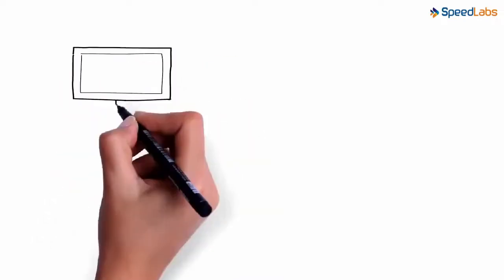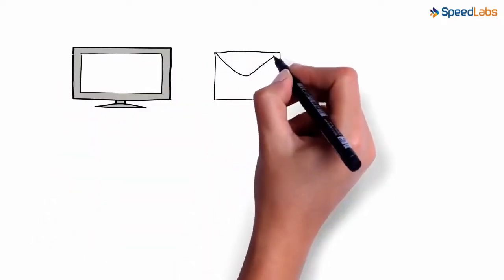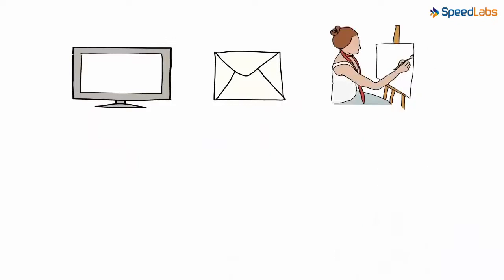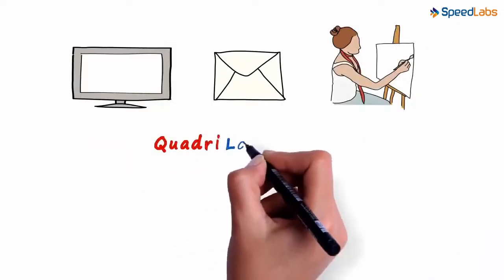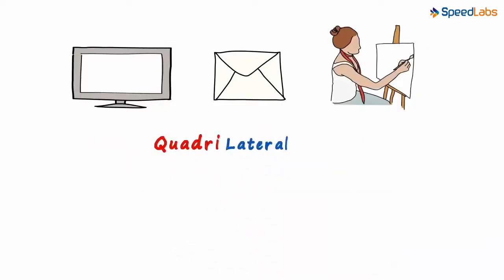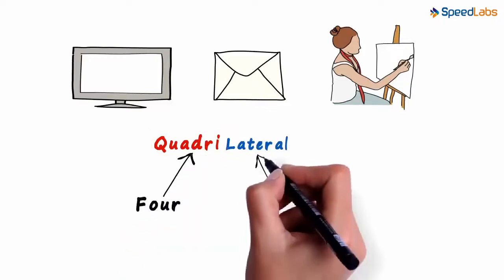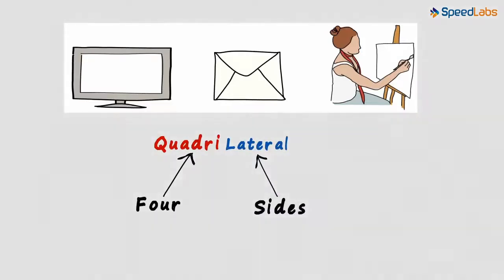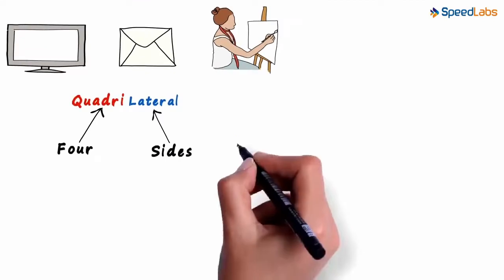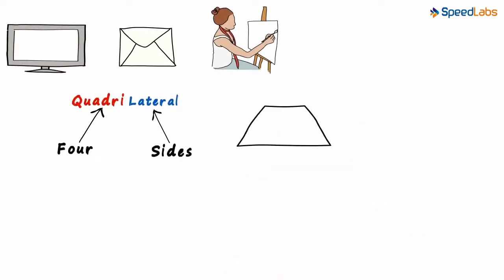A television screen, an envelope, or a canvas are all examples of quadrilaterals. Quadrilateral is one word, but you can see that this part is colored red and this part is colored blue. Quadri basically means four and lateral means sides. If you observe, all these things have four sides. This is an example of a quadrilateral.